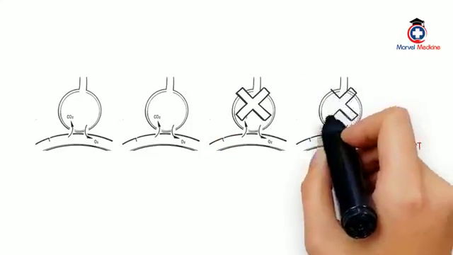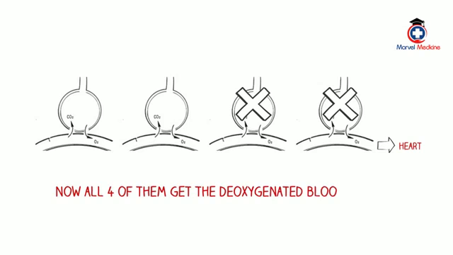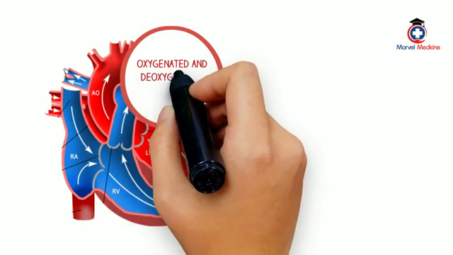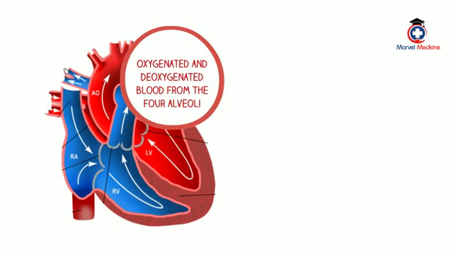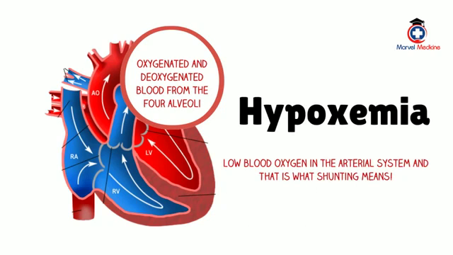Well, what if only 2 out of the 4 alveoli are working properly due to any reason like atelectasis or mucus plugging that is? Now all 4 of them get deoxygenated blood and only 2 pick up oxygen. The blood that's returning to the heart has a mixture of both oxygenated and deoxygenated blood now from the 4 alveoli. This causes hypoxemia, basically low blood oxygen in the arterial system, and that is what shunting means.